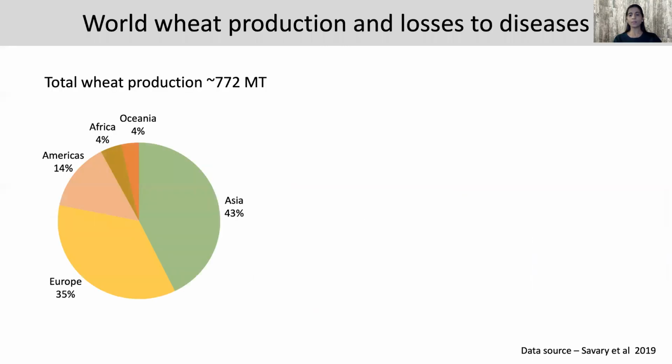Today, wheat provides about 20% of the calories and protein consumed by humankind. Especially in the developing countries, wheat is a major component of people's diet. The pie chart here shows the wheat production in different continents. The sudden disruption of this supply can lead to famine and civil unrest.